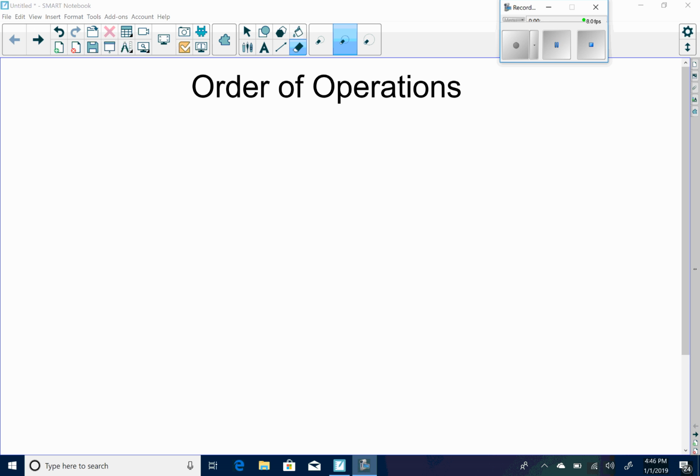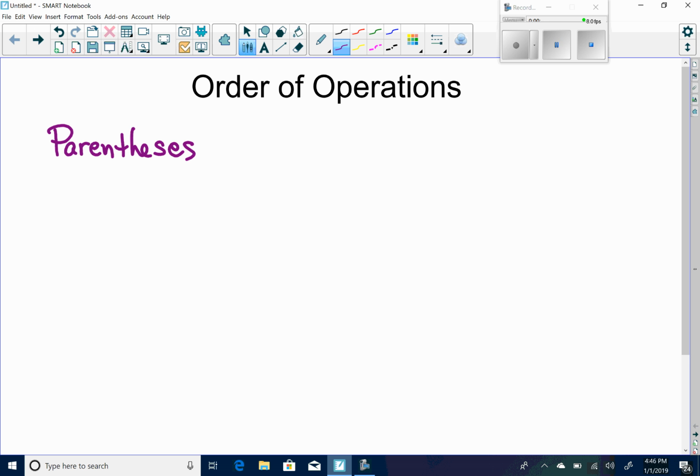So you may have remembered or been taught little sayings, PEMDAS, or please excuse my dear Aunt Sally. So I do want to review what those pieces of the order of operations stand for. The P in PEMDAS, or the P in please excuse my dear Aunt Sally, really means parentheses. Any calculations that are contained within parentheses need to be taken care of first. But parentheses are just one type of symbol you may see.